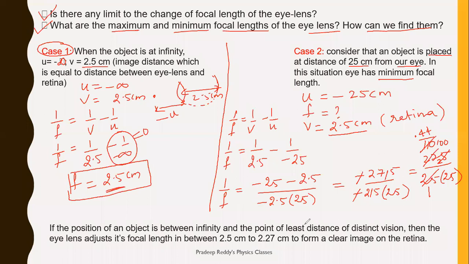So simply I'll just erase this and I'll make it simple for you. See, it is 275. With 25 I am cancelling this. This becomes 11. It is 11 divided by 25. Now what is focal length? F will be equal to 25 divided by 11.